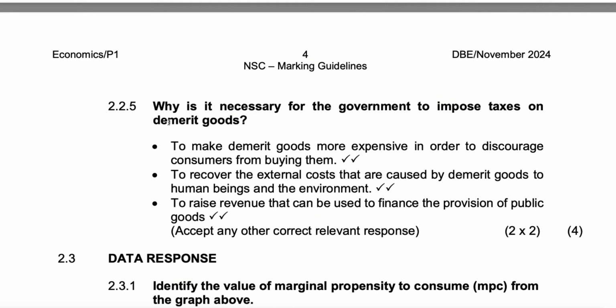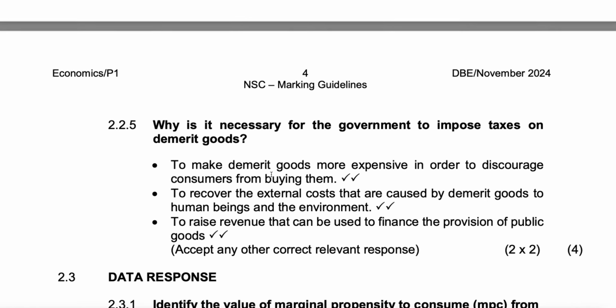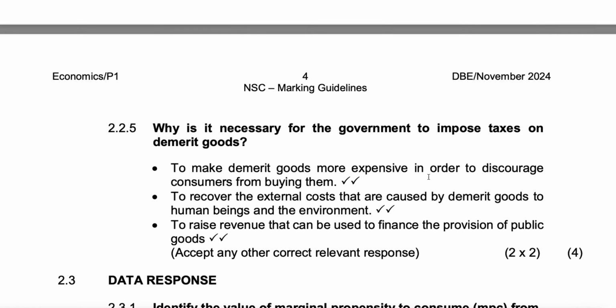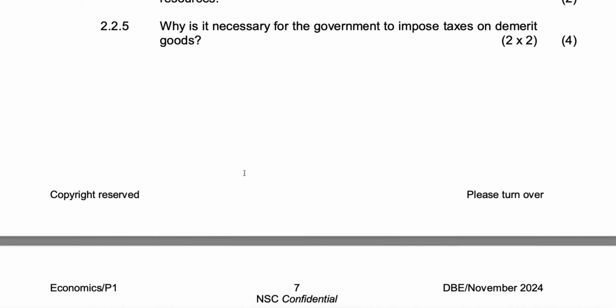Then the next one: why is it necessary for government to impose taxes on demerit goods? Well, to make demerit goods more expensive in order to discourage consumers from buying them. To recover the external costs. Yes, I was talking about market failure: the external cost that is caused by demerit goods to human beings and the environment. The last one, to raise revenue that can be used to finance the provision of public goods. That's a good one. All right, that's that.